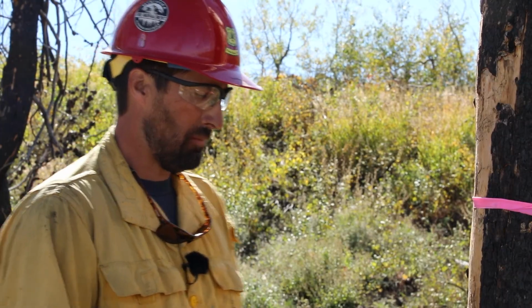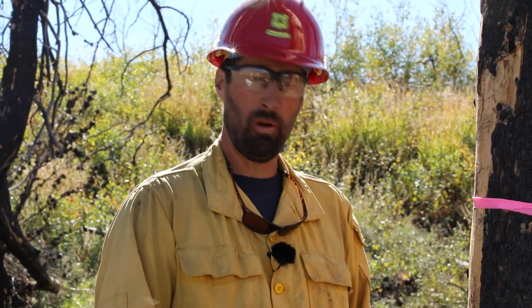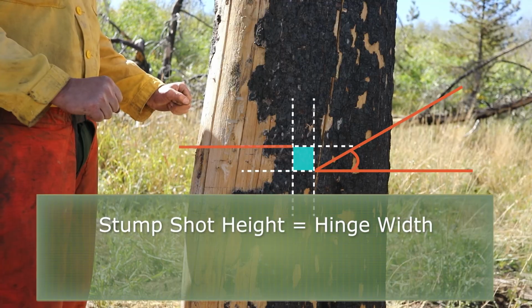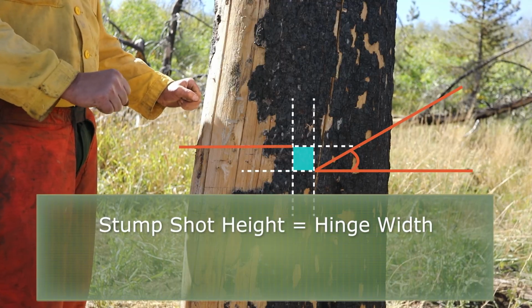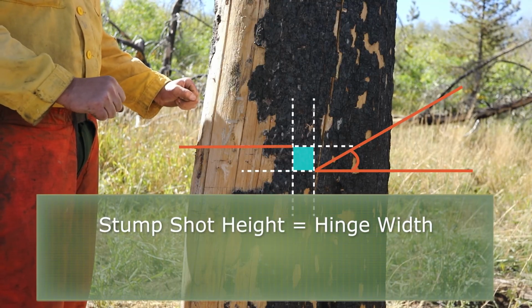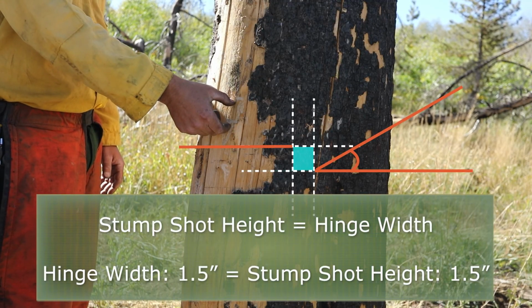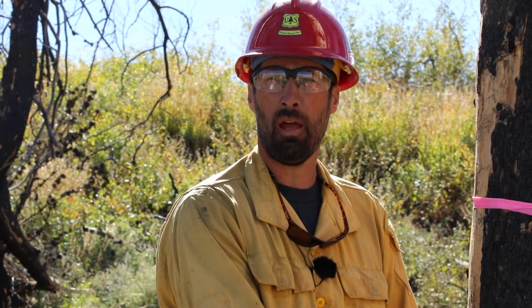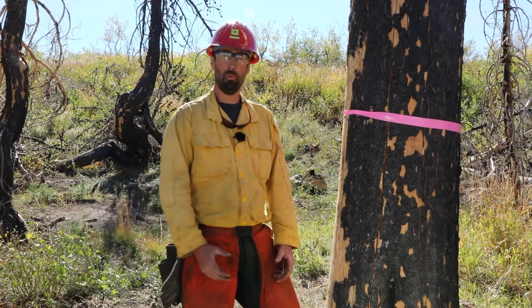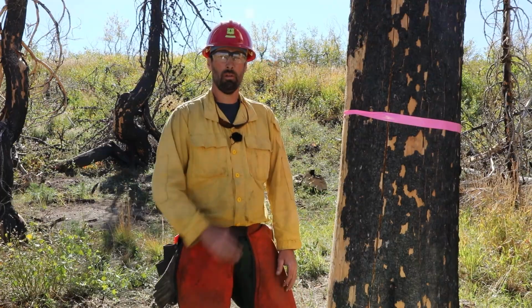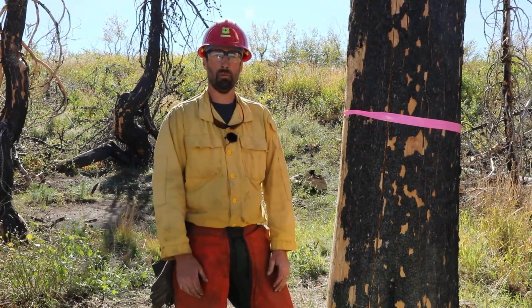So moving to the back cut. A conventional back cut is what I'll be utilizing. And with my back cut, I'm establishing my stump shot height. I want my stump shot height to be roughly about the same metrics I used for my hinge width. So in this instance, it's going to be 1 inch to 1.5 inches. As I have room for a wedge, I'll place a wedge and initiate my cut moving forward.